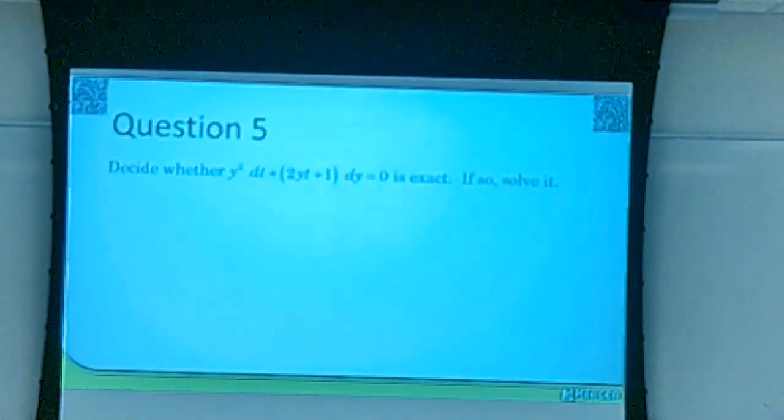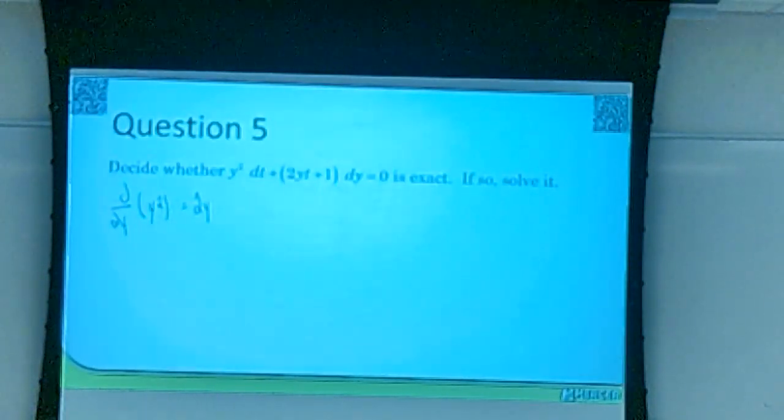And so decide whether this is exact. So we need to do two partials. Partial with respect to what? Two variables. What is it? y and t. Let's do y first. Doesn't matter. What are we going to differentiate with respect to y? Which equals what? y. Oof, that was really tough.